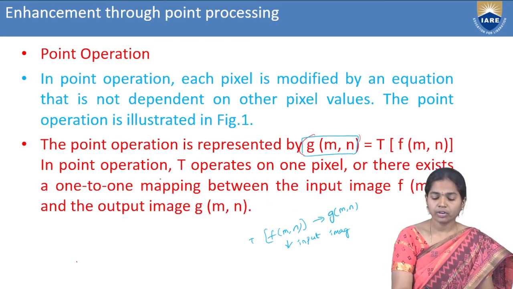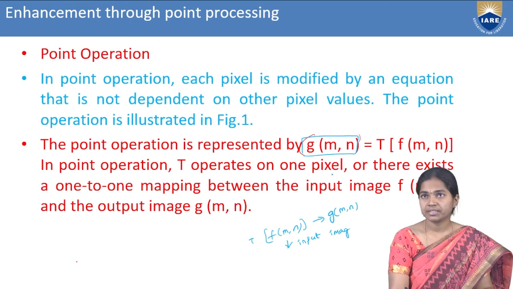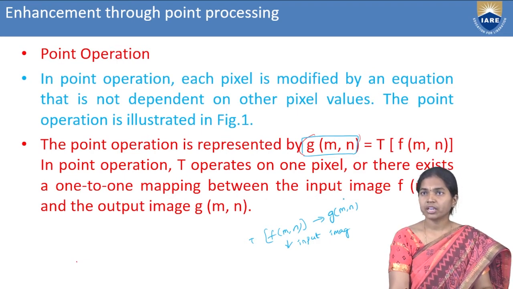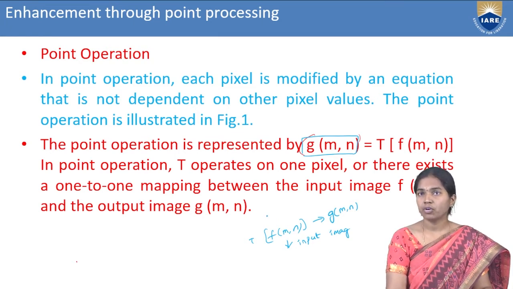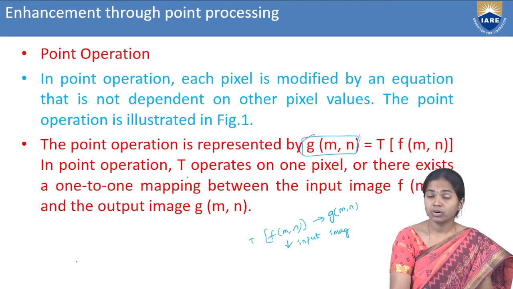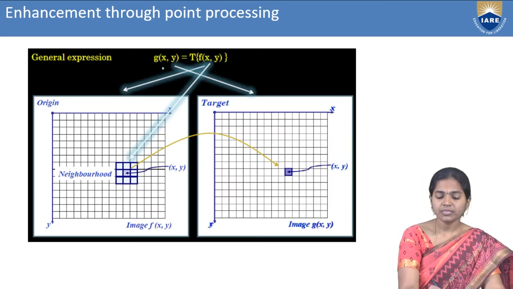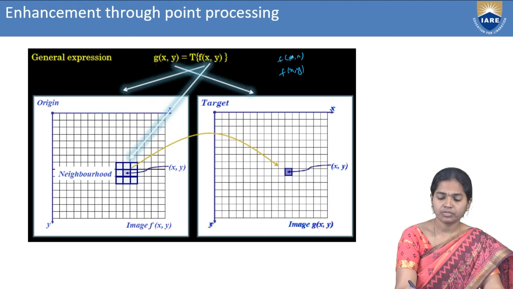So here in point operation, T operates on one pixel, or there exists a one-to-one mapping between the input image f of m comma n and the output image g of m comma n. In this point operation, we directly operate on a particular pixel only. In general, the expression is f of m comma n or f of x comma y; we can represent it in both ways. g of x comma y equals T of f of x comma y.